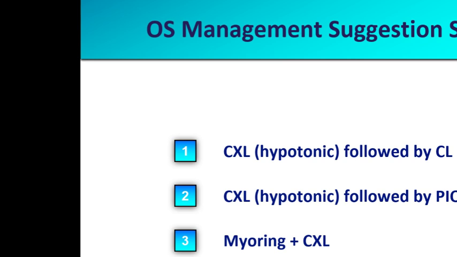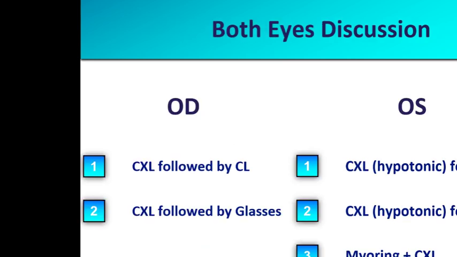Myoring will act in such advanced cases. Myoring full ring will act better than intracorneal ring segments in such cases with cross-linking, of course. So in the right eye, we can go for cross-linking followed by contact lenses or glasses. In the left eye, cross-linking hypotonic protocol, which I'm going to talk about now, followed by contact lenses or phakic IOLs, or with myoring during the operation.